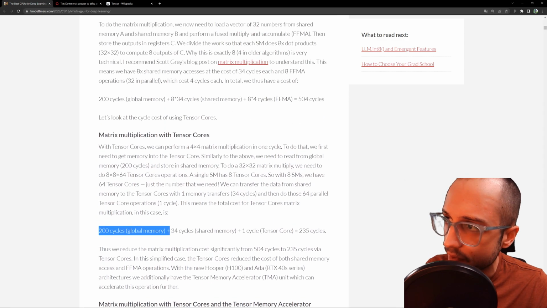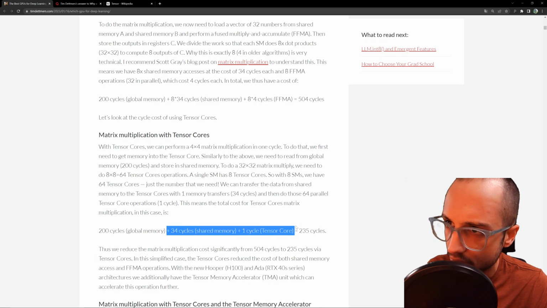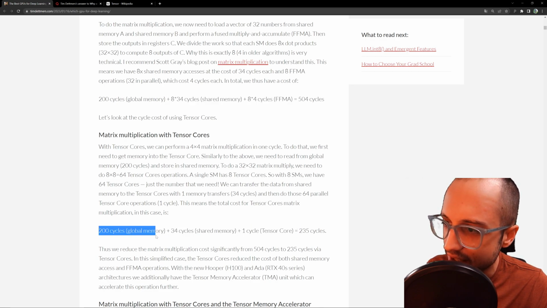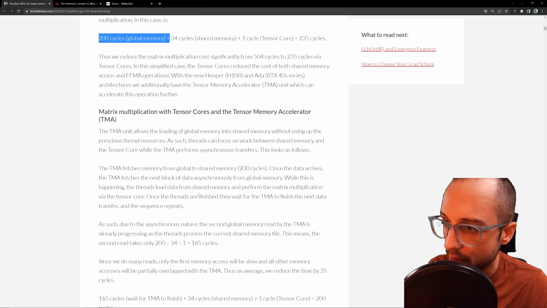So using the tensor cores, we basically sped up this part of the process, right? The 8 times the 34, and then the 8 times 4 just became 34 and 1. But now, really, at the end of the day, this is the slowest part here, right? It's 200 cycles spent loading from the global memory. So the TMA is going to try to reduce this here, which is actually where you're spending most of your time.